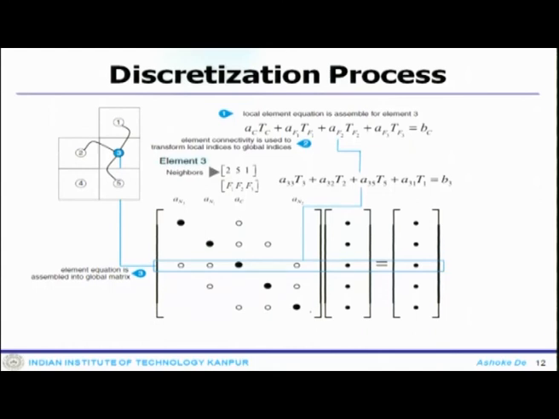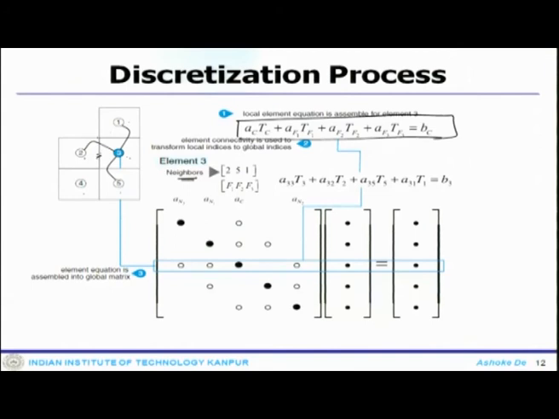Now, if you look at this example of elements 1, 2, 3, 4, 5, I am interested in element 3. For element 3, I discretize the equation. Do not worry about this discretization or the discretized equation, we will see how we get this equation. If you look at element 3, what are the neighbors? The neighbors are 2, 5, 1. Why are we calling them 2, 5, 1 and not 4? Because elements 3 and 2 have a common face F.